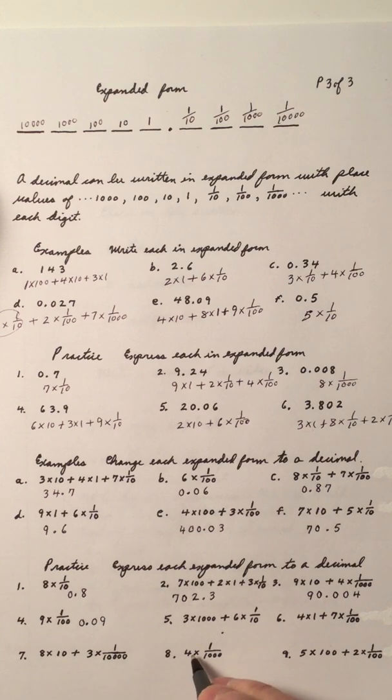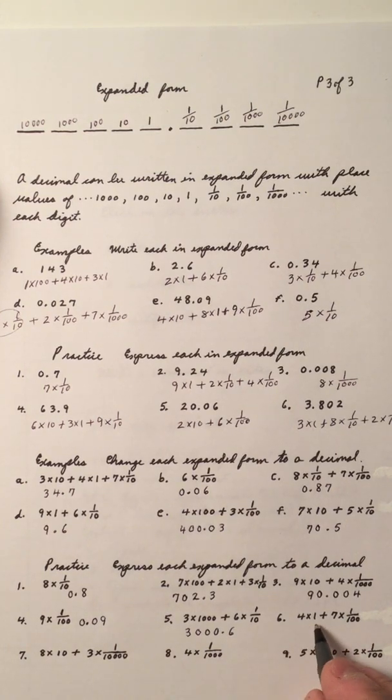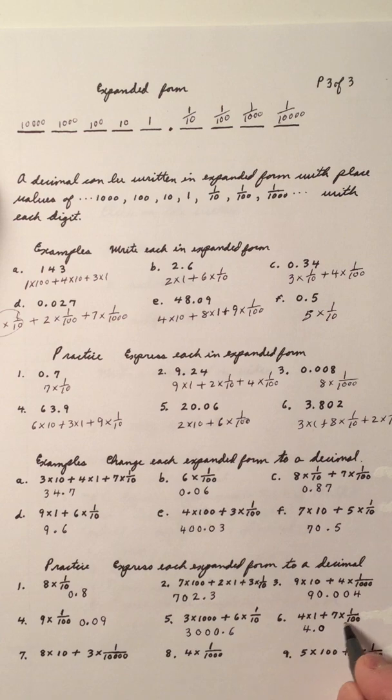5. We have 3 times 1,000, and we had tenths. So there's the decimal. So look, we have no ones. We have no tens. We have no hundred. But we got a 3,000. And we got 6 times 1 over 10. That's 6 tenths. Number 6. 4 times 1. So that's in the ones place. 4. We have no tens. No tenths, 7 hundredths, so the 7 goes in the second spot.